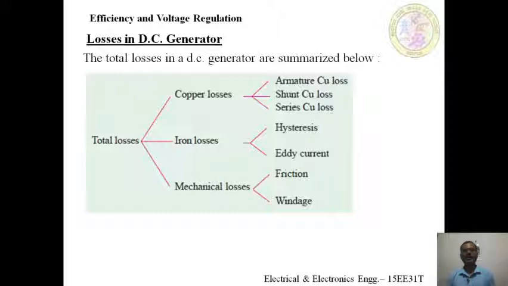Another one is mechanical losses, which are taking place in the mechanical parts of the generator. That is friction loss at the bearings and air friction loss around the rotating part. These friction and windage loss together are called as mechanical losses. These losses are around 10 to 20% of the full load losses. So these are the various losses which are occurring in any DC generator.